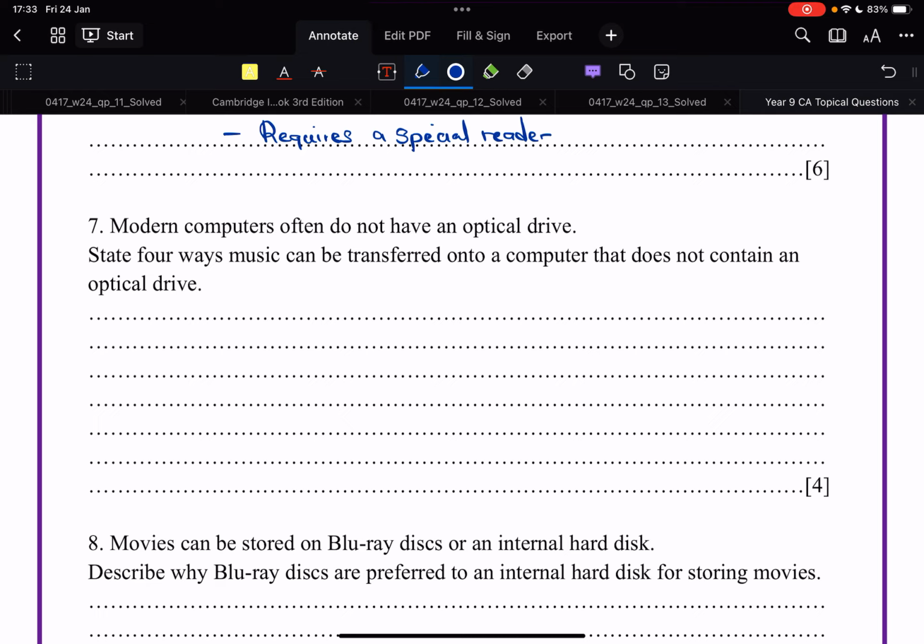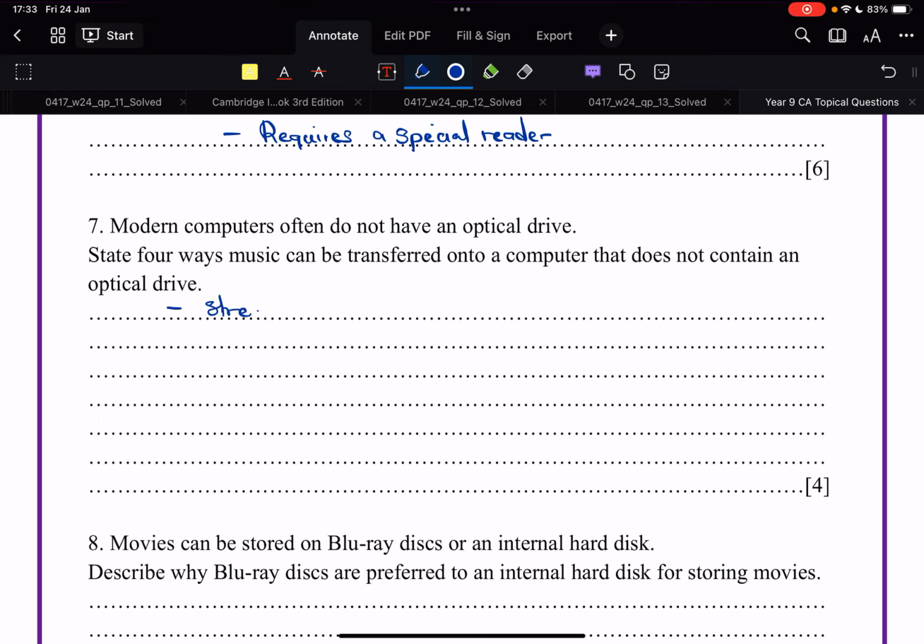So, what are the 4 ways music can be transferred onto a computer that does not contain an optical drive? I know you guys love music a lot. So what are the ways we can transfer music onto a computer? I want you to pause this video, try to put out some points on your own, write them in a notepad somewhere, then play this video and check your answers. The first one I have here is streaming.